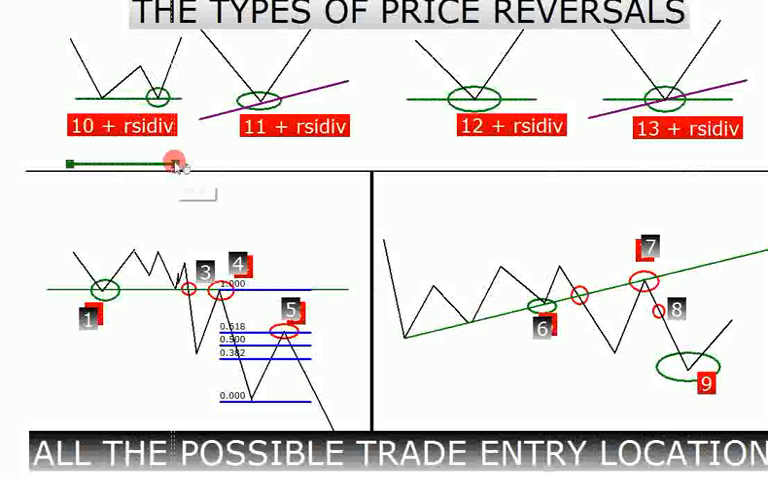RSI in this case could diverge, so RSI could be going up and price is flat, and there could be a hidden divergence, but that's unlikely in a double bottom.